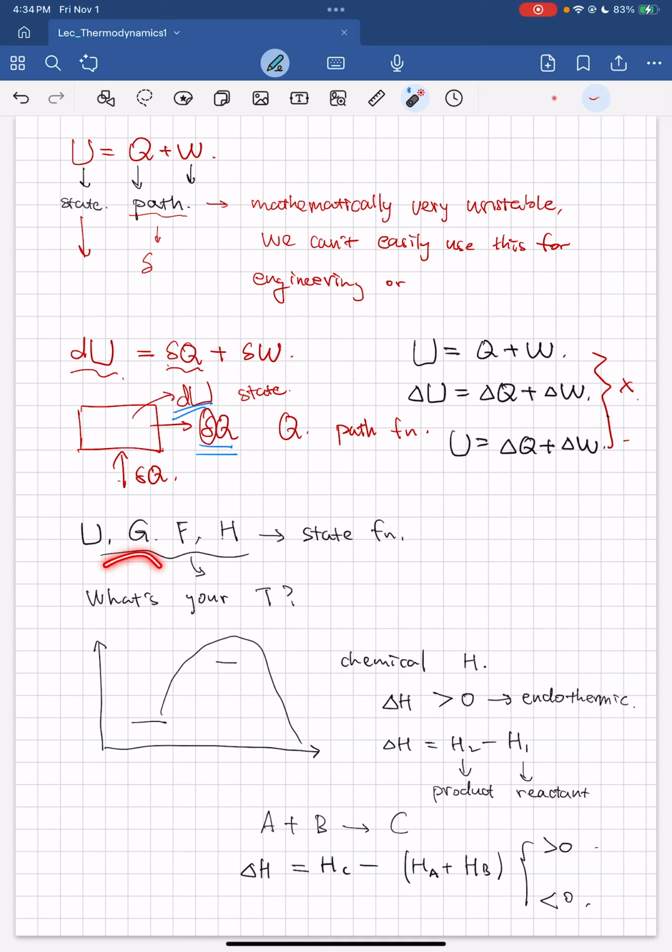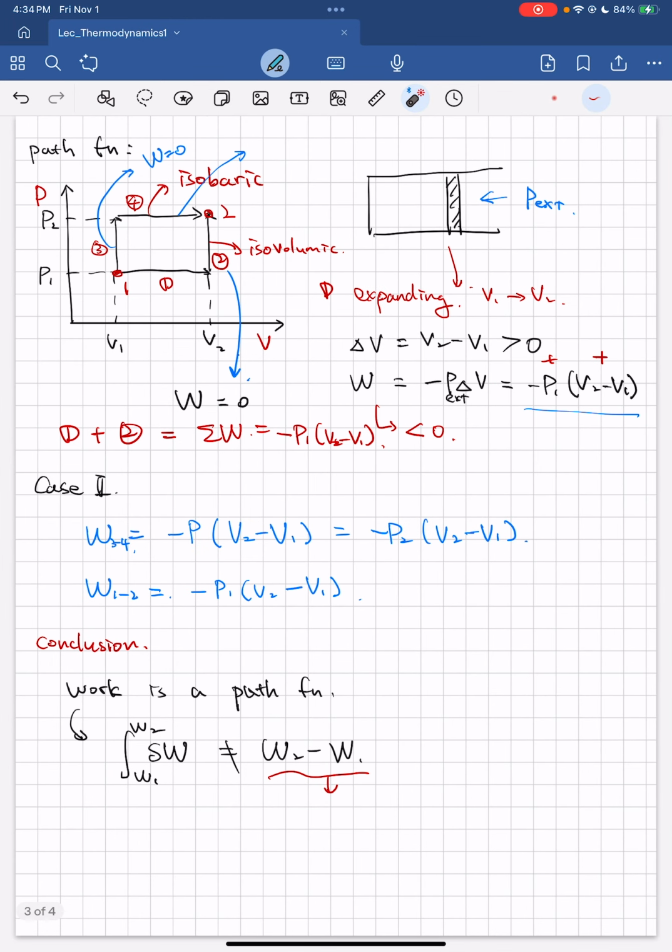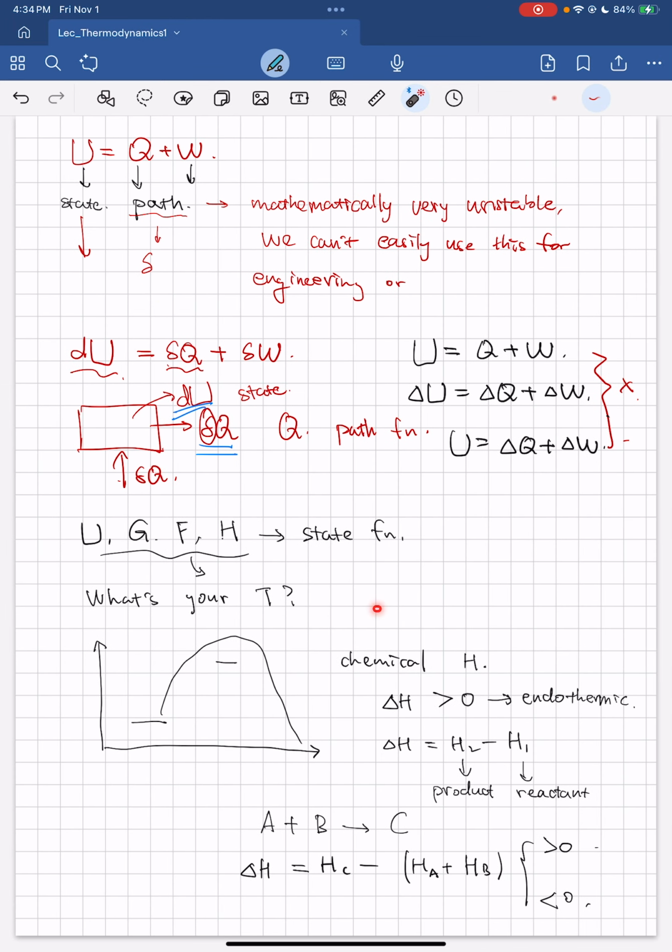Anyway, so energy and entropy or mass or temperature, pressure, these are all state functions. Path function is what we talked about here, something that depends on what kind of path you choose. So how you give heat or do work to the system depends on the specific route. That's why Q and W are path functions, and U is a state function.